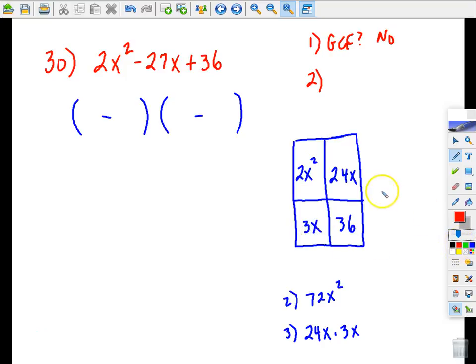And now look for the 4 GCFs that will represent your factoring. Top row, GCF is 2x. The bottom row, the GCF is 3. This first column, the GCF is x. And this second column, the GCF should be 12. It doesn't really matter what order you put these in. I could do x minus 12 and 2x minus 3, or I could switch these binomials completely because of the commutative property. So that's your answer for number 30.